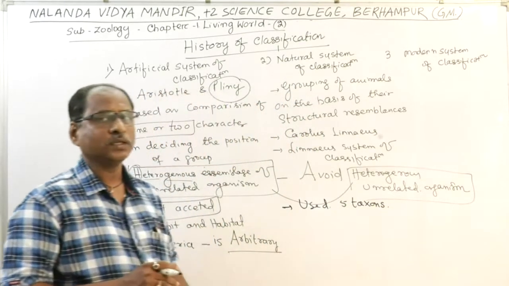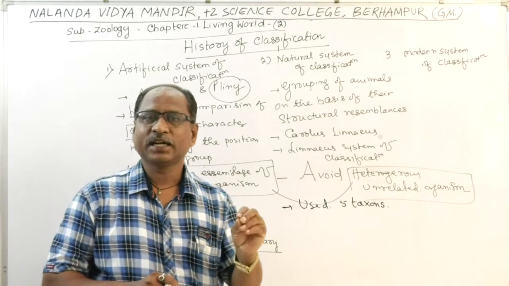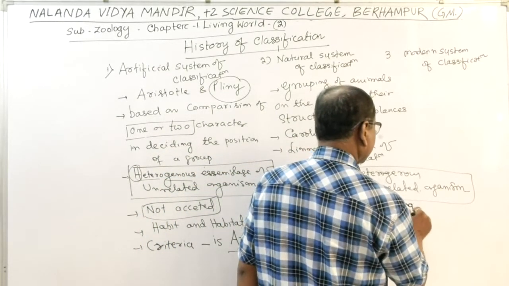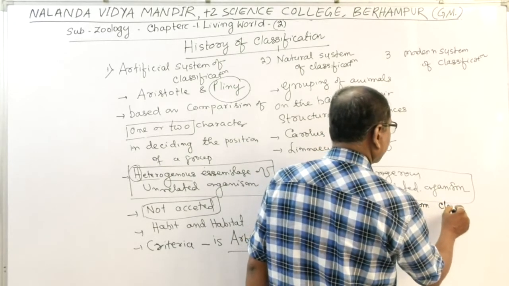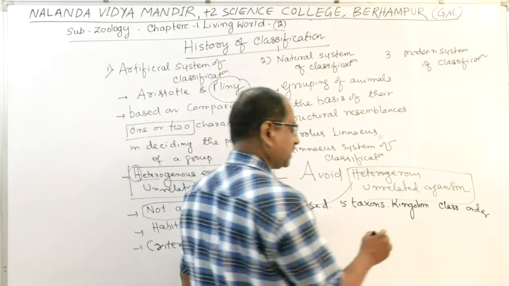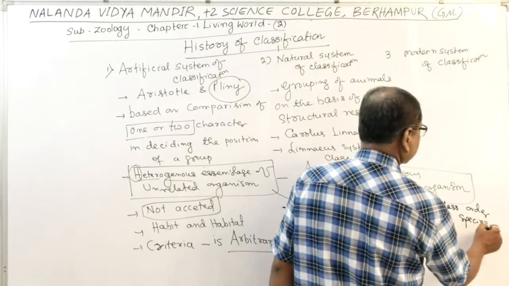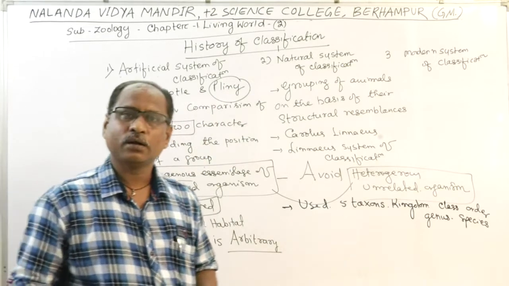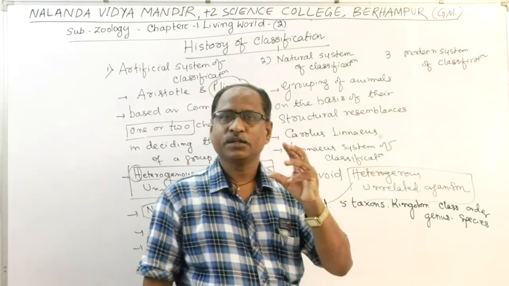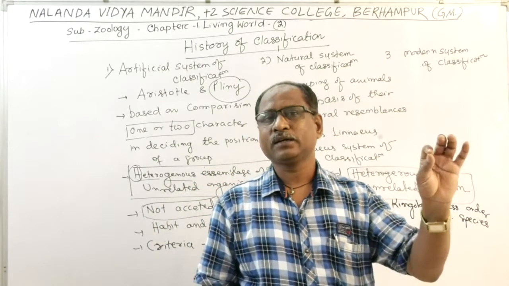He used 5 taxons. He used 5 specific words to represent a particular group of animals. Those taxons are kingdom, class, order, genus, and species. Linnaeus used 5 taxons. What is taxon? Taxon is a specific word used to represent a particular group of animals.